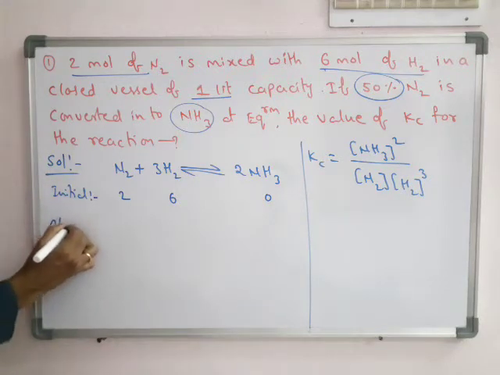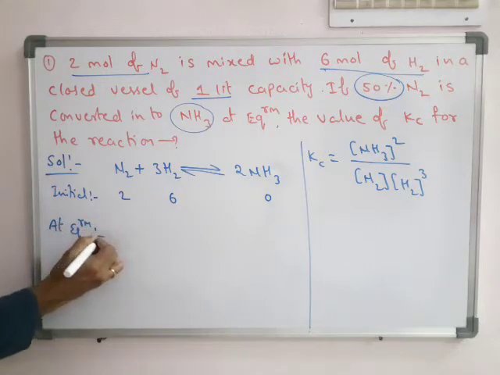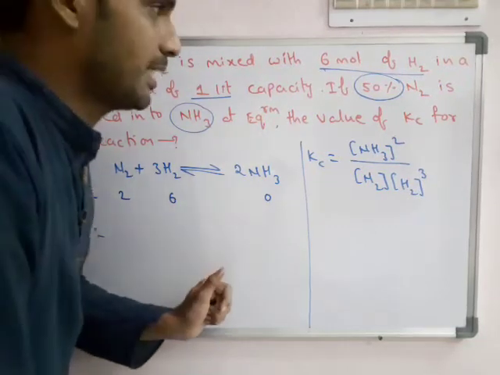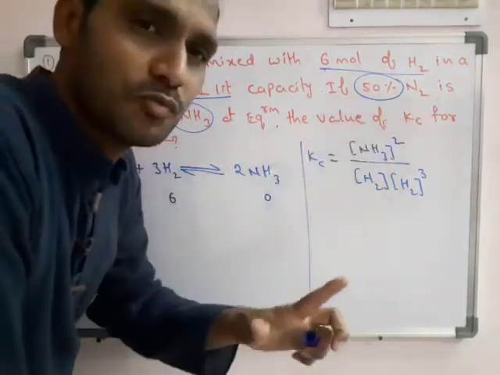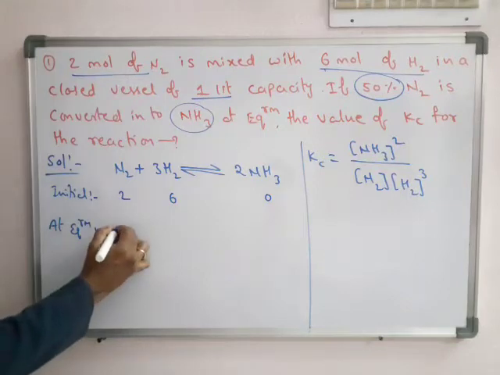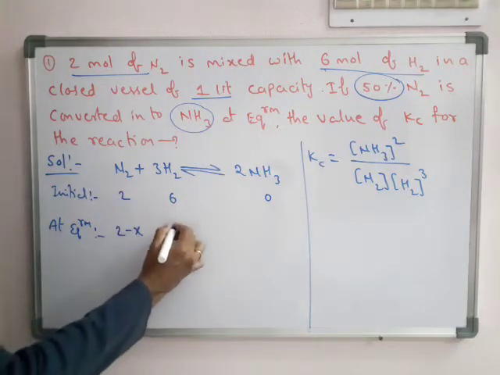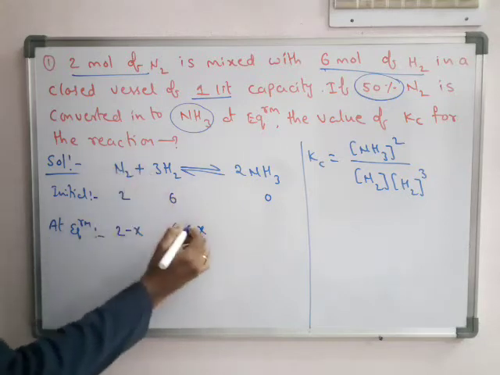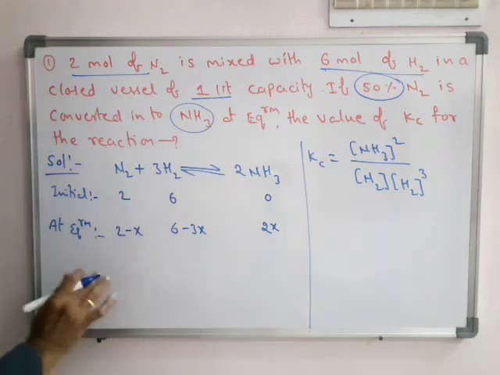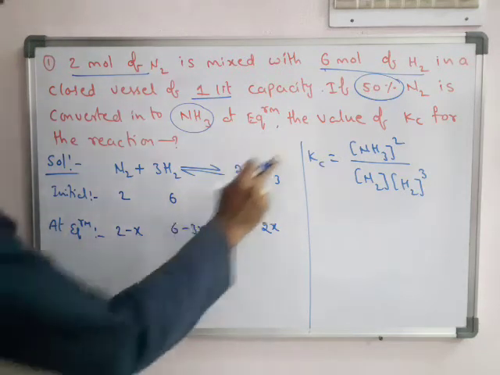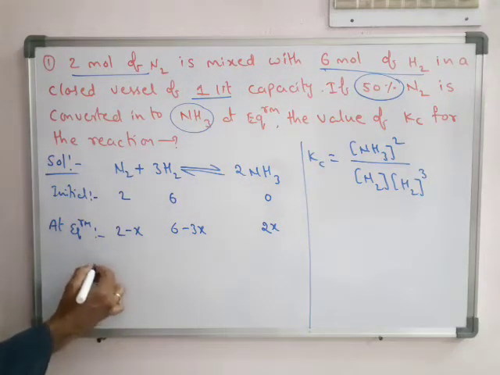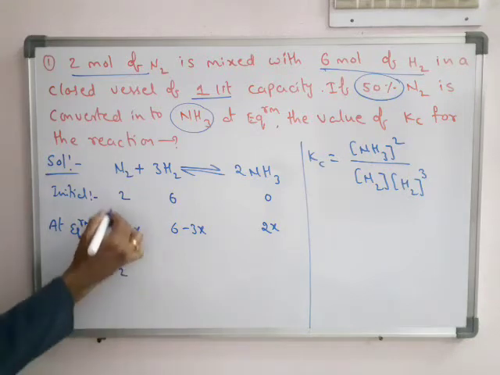So at equilibrium, the question is to find the equilibrium constant, meaning how much of the reaction is completed. 50% of N2 is involved in the reaction. So first let's take it in terms of x. So 2 minus x, 6 minus 3x, and for NH3 it is 2x. But here what is x? x is given as 50% of N2, as 50% of N2 is converted into NH3. So x equals 50% of 2.